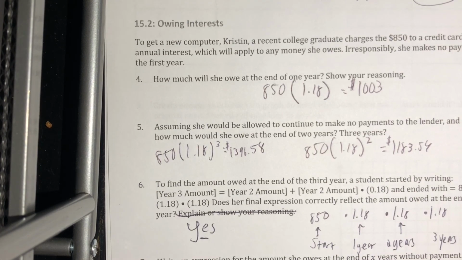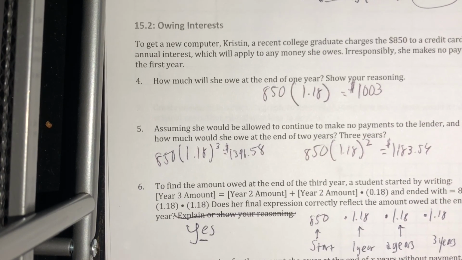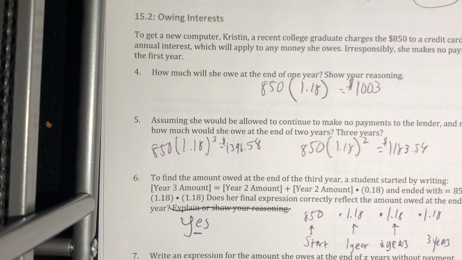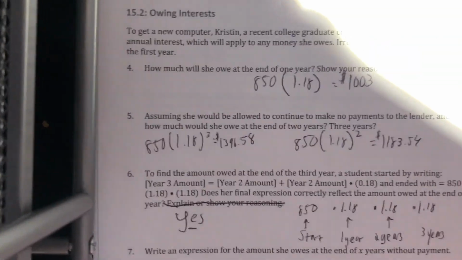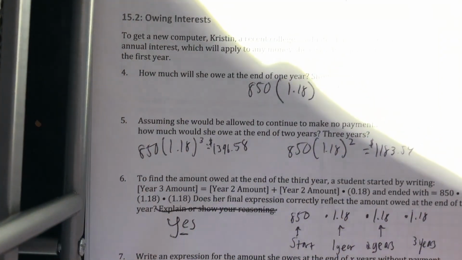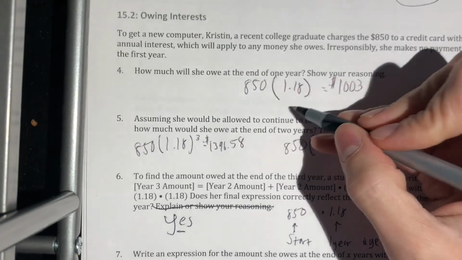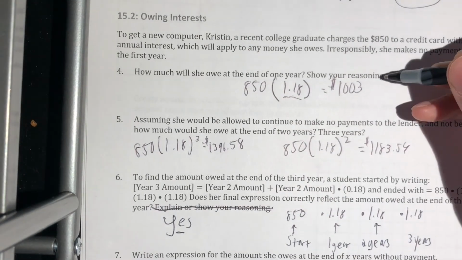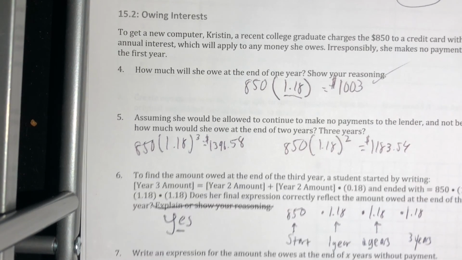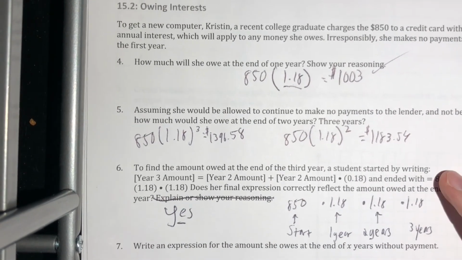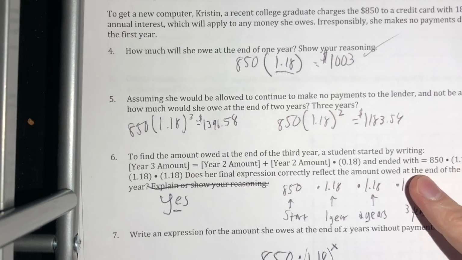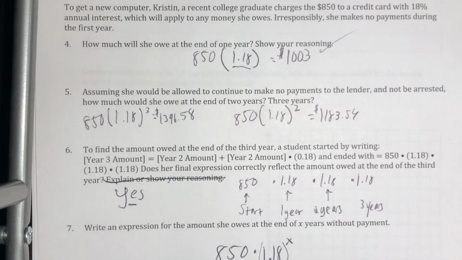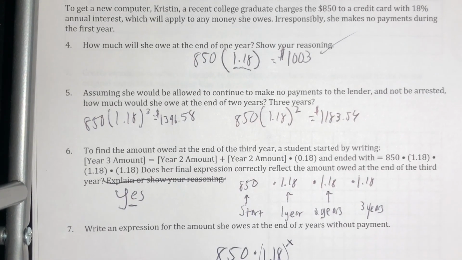Kristen, a recent college graduate, charges $850 to a credit card with 18% interest. That's fairly typical. So how much will she owe at the end of 1 year? Again, we're adding 18% interest, so 1.18. Gets you $1,003. Assuming she'd be allowed to continue to make no payments to the lender and not be arrested, which is not a very good claim to make. You would definitely be tracked down if you're not paying a credit card for that long.